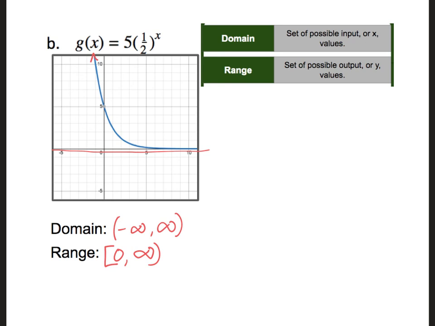All right, that is your domain and your range. If you have questions about it, if you're stuck on domain and range, don't hesitate to ask your teacher.